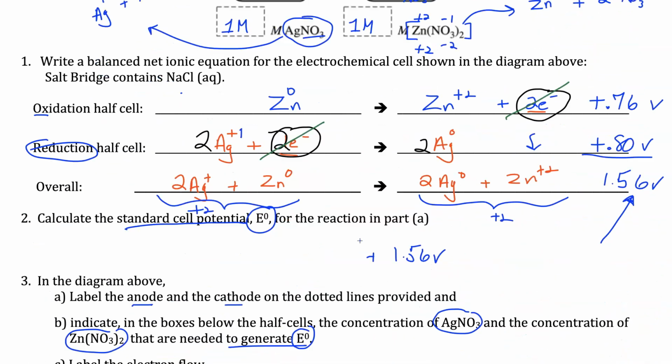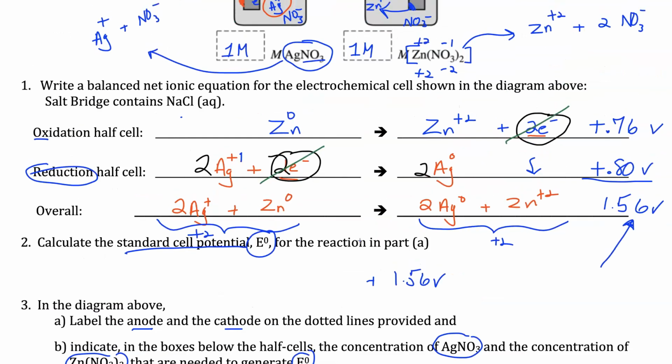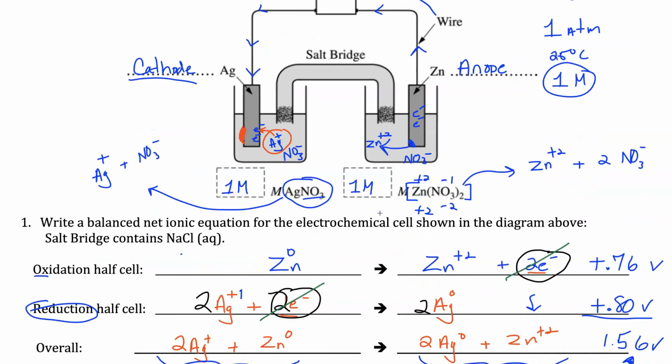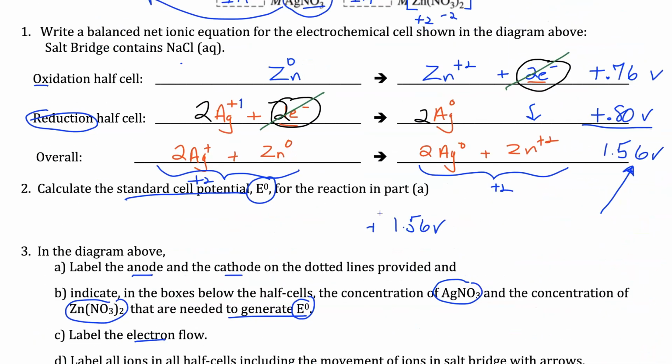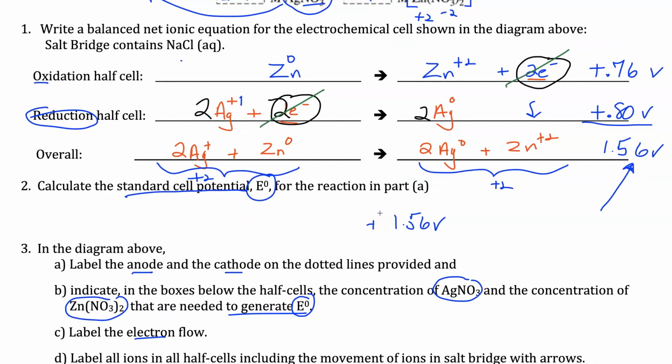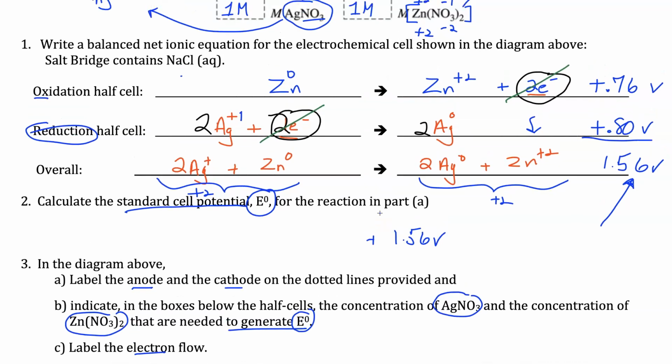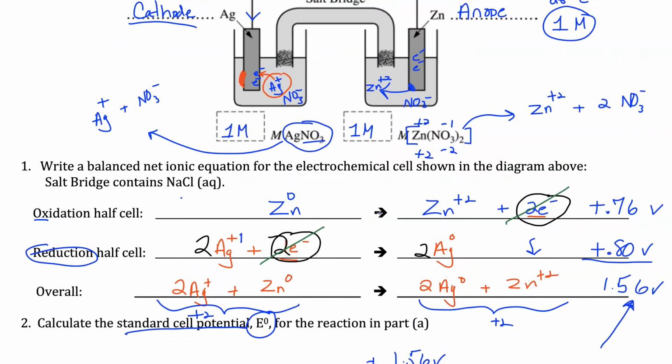And what else in our checklist do we have? Label electron flow. That's from anode to cathode. I have my arrows clearly showing that flow, right there. And we should know why. It's pretty logical. All right, and then label all the ions in all half cells. We did that, but not the movement of ions in the salt bridge. Okay, we didn't do that.